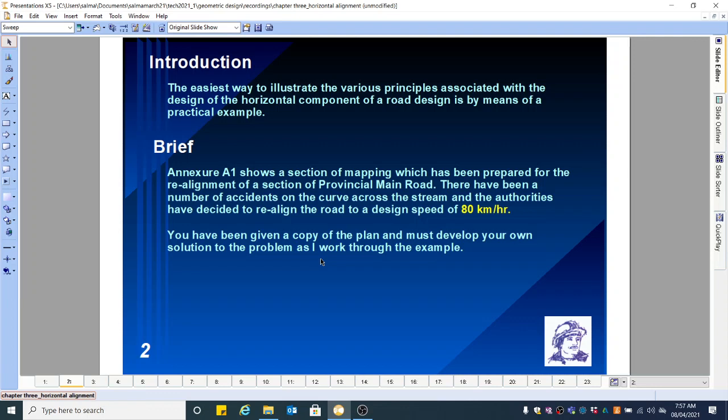You are given a brief where you're given an annexure, a layout showing a plan view, showing a section of mapping which has been prepared for realignment of a section of a provincial main road. There have been a number of accidents on the curve across the stream, and the authorities have decided to realign the road to a design speed of 80 kilometers per hour. You have been given a copy of the plan and must develop your own solution to the problem as we work through the example.